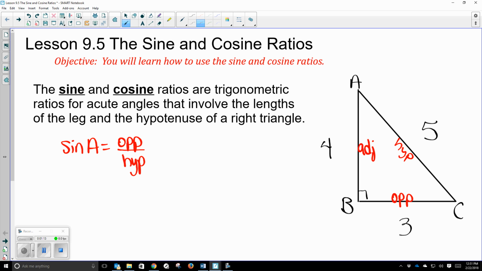So let's say you're standing in this room. There's a room shaped like a triangle. You're standing here. The opposite side would be across the room. The adjacent side would be the side that you're right next to that is not the hypotenuse. So if sine of angle A is opposite over hypotenuse, then the ratio would be 3/5.